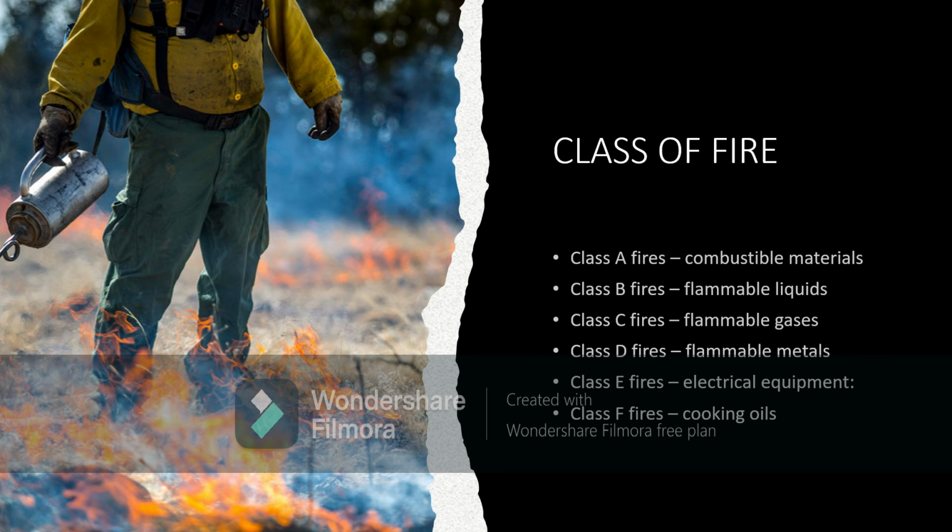Besides that, we also need to consider the class of fire. The first one, class A fires, is combustible material such as wood. Class B fire, flammable liquids such as gasoline. The next one is class C fire, flammable gases such as butane gas. The fourth one, class D fire, is flammable metals such as aluminium. The fifth one, class E fire, is electrical equipment such as a computer. And the last one is class F fire, which involves cooking oils in the kitchen.